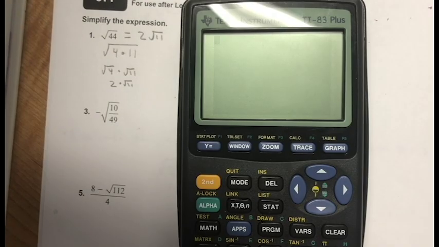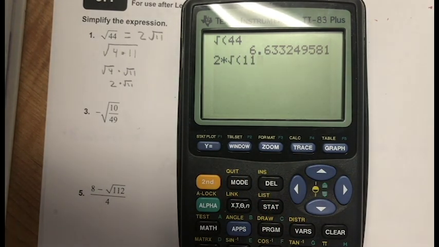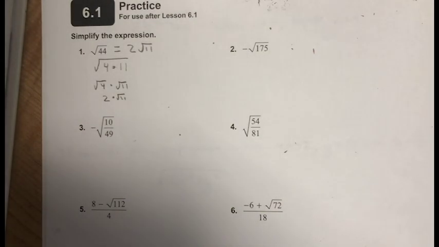If I were to put the original problem back in, the square root of 44, I get that weird number again. And now I'm going to put in my simplified expression, 2 times the square root of 11. I get literally the same number. So these two numbers are equal. I just factored out the perfect square. That's what we're doing.